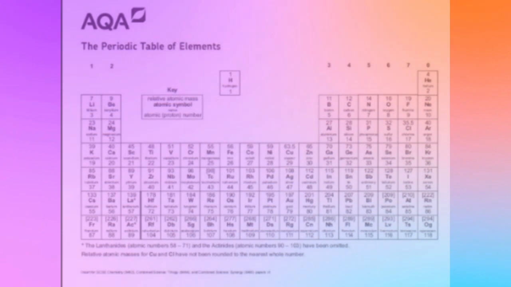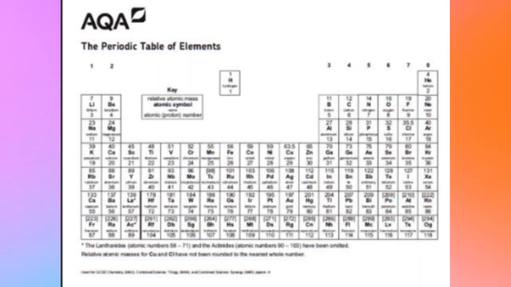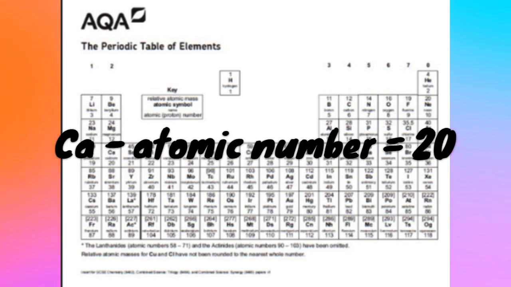So an example of this would be a question that would ask you to write the electron arrangement of, for example, calcium, okay? You're always going to be given a periodic table in your GCSE exam and your mocks, which looks exactly like this. So for calcium, we'd essentially look up calcium on the periodic table. We can see here it's in group 2, period 4, and we look at its atomic number. Now we can see that its atomic number is 20. And we've been asked to write the electron arrangement of calcium.